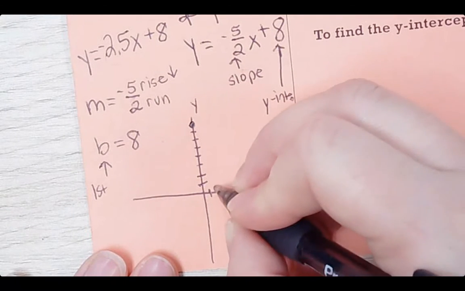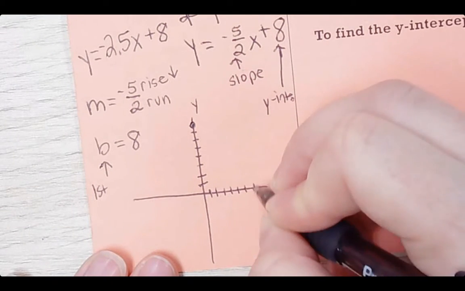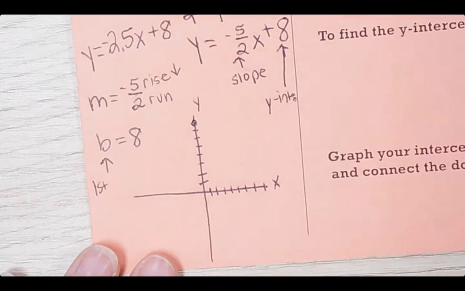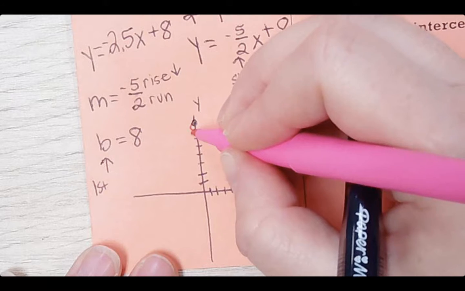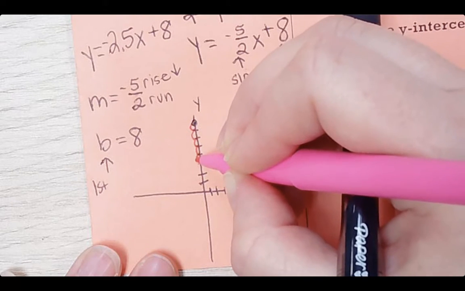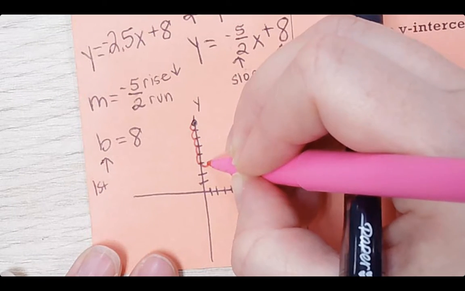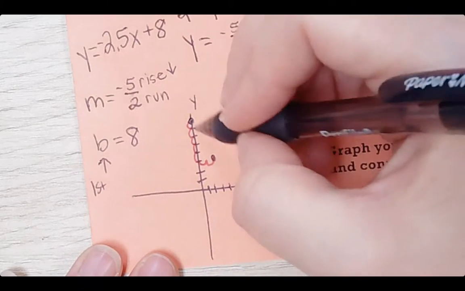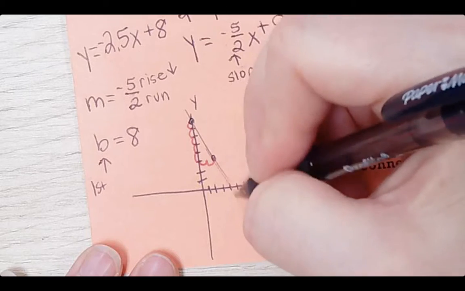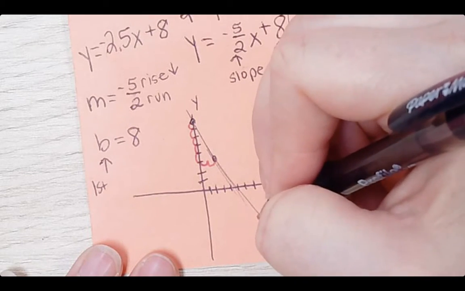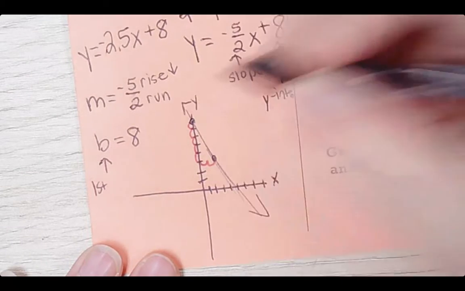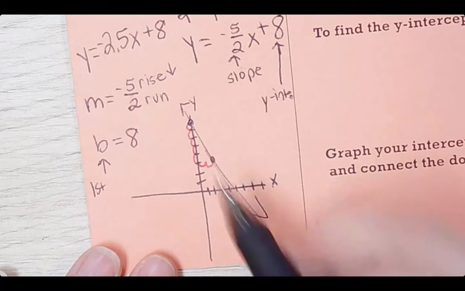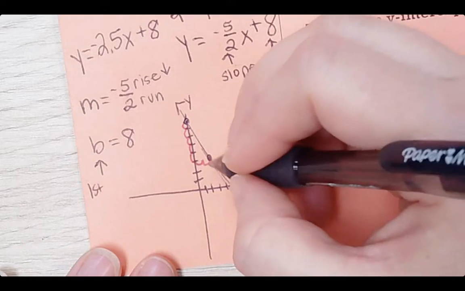So I need to make sure I have some numbers on the x-axis. I'm going to go down 5. 1, 2, 3, 4, 5. And over 2. 1, 2. So that gives me some points, something like that. It's not going to be perfect. Okay, so that is what the graph could look like.